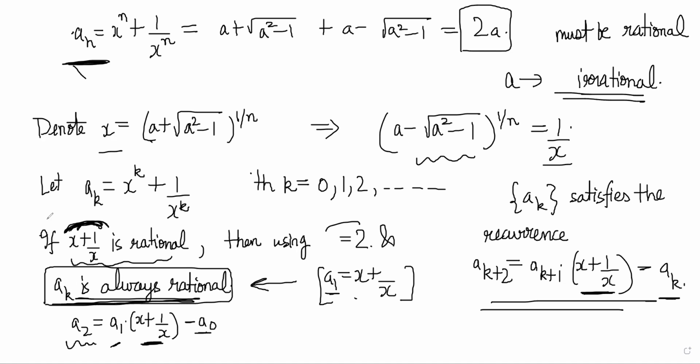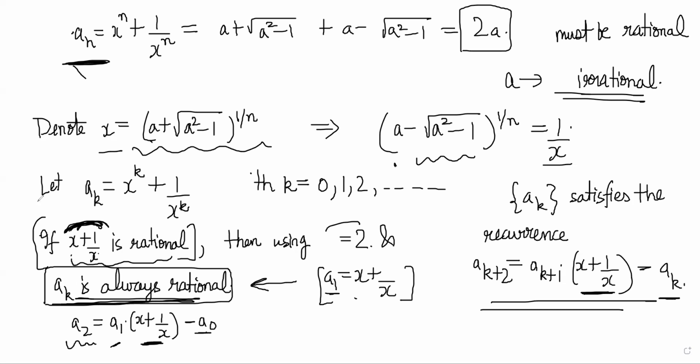So that means our assumption is wrong. Here, this assumption is wrong. x plus 1 by x is definitely irrational, right? And x plus 1 by x is irrational is what we wanted to prove when we started out itself, right? Okay, so that was this one.